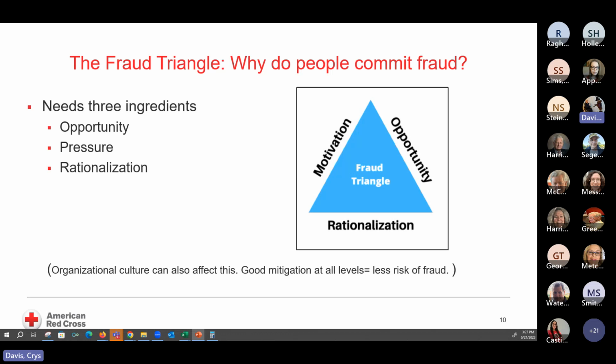Organizational culture can also affect this. If you've got good fluency in talking about fraud and mitigating fraud at all levels, it can really weaken the sides of this fraud triangle. And just like a stool, if you have a three-legged stool and take off one of the legs, the stool is going to fall over. So it really helps to mitigate if you have the kinds of conversations that we have started having about fraud and fraud mitigation at all levels of the organization.